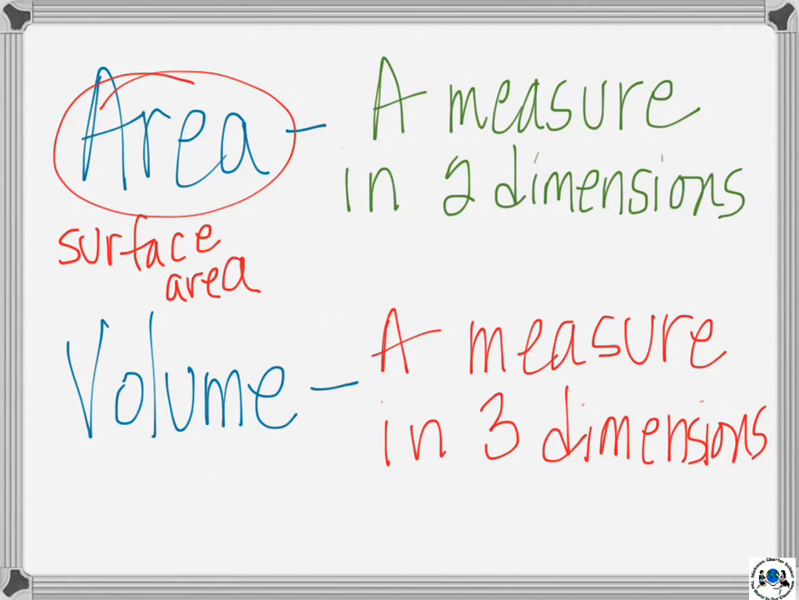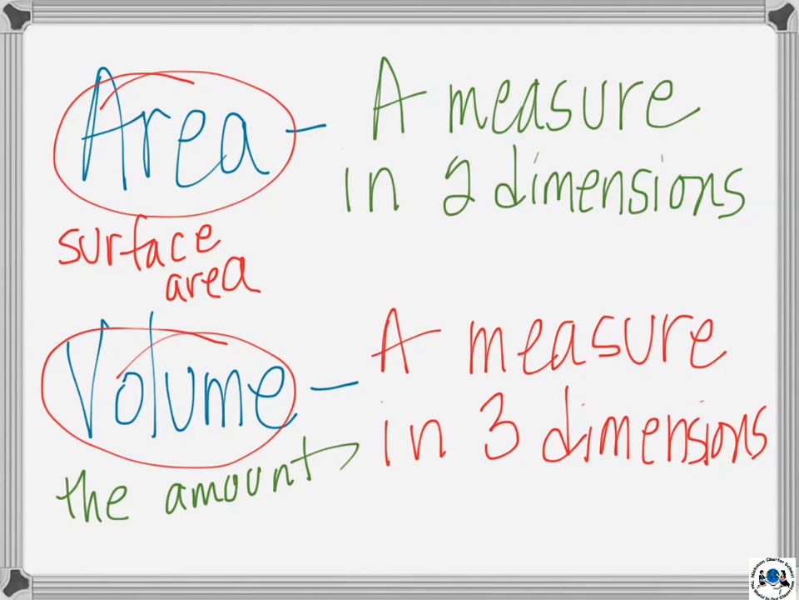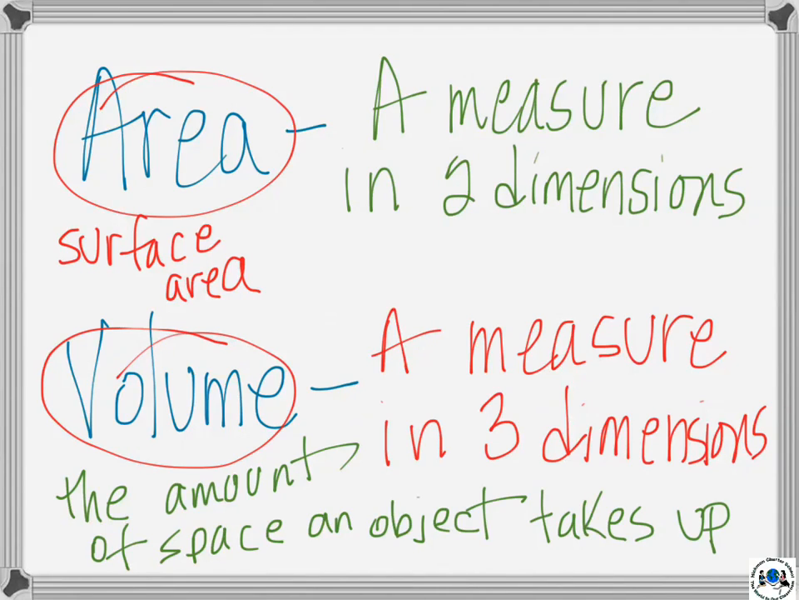So the area we've been talking about previously was surface area. And then volume is the amount of space an object takes up. That is the definition of volume. I want you to think about it mathematically as well as scientifically. Whenever you enter a science class, volume is all about the amount of space an object takes up.